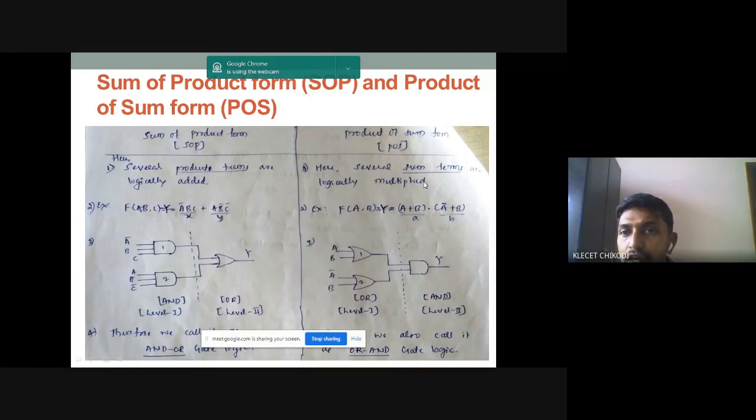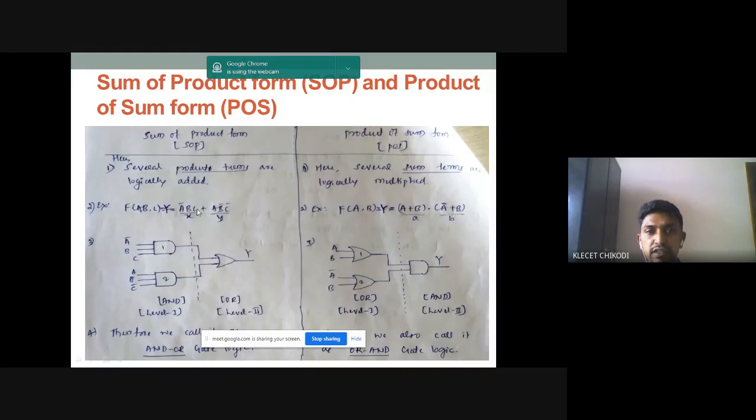Here is the dot, so that is the logical multiplication we are doing. So we are logically multiplying the several sum terms. You can see that in SOP we are logically adding the product terms, and here in POS we are logically multiplying the sum terms. So that is the basic difference between SOP and POS.